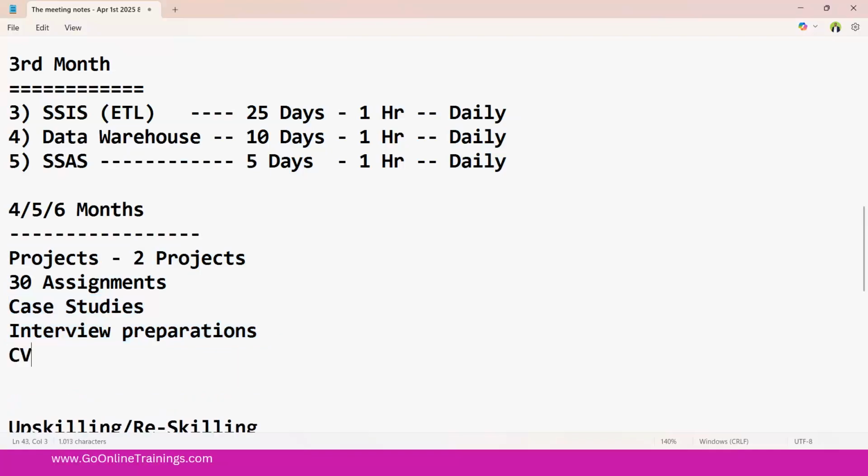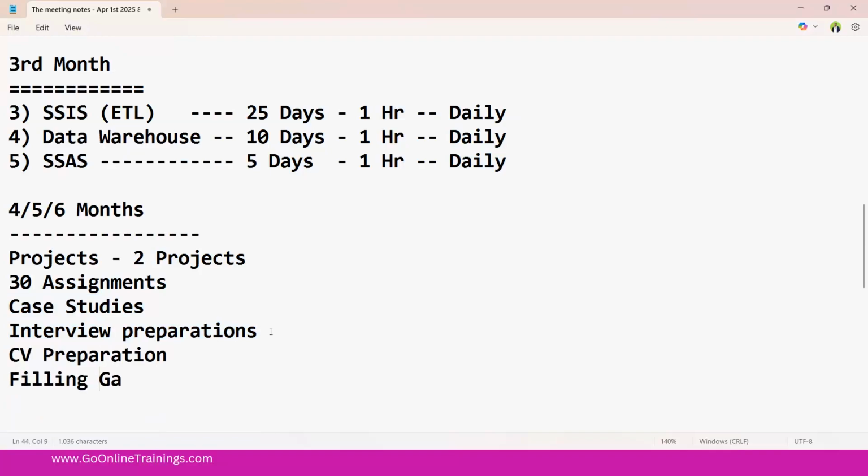Clear? And CV preparation, I'm going to be helping. I will give you sample CVs and everything so that you need not worry about it. And I will tell you how to fill your gaps. Filling the gap also, I will tell you. It is a one-to-one discussion, right? Because you will have different criteria, filling gaps and everything. It will be one-to-one. I will take your scenario.